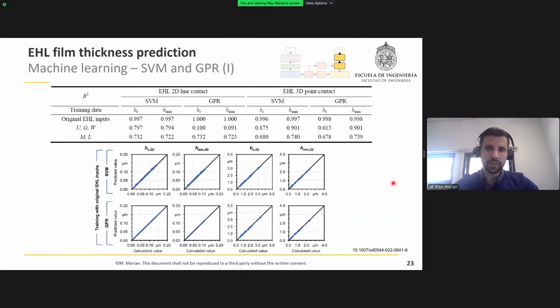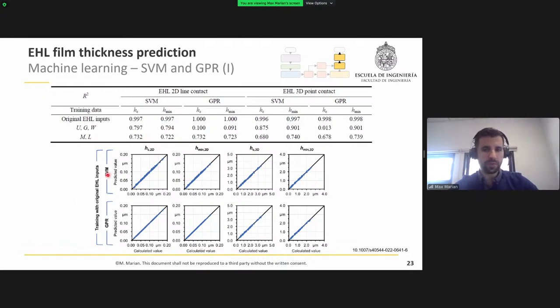Okay, so finally, let's check out some results. We start with the prediction from the support vector machine and the Gaussian process regression. There's a lot going on on the slide, but I will try to guide you through. In the table, we can see the R square values, always against the testing data. In the graphs on the bottom, we can see the predicted value versus the calculated value. The closer R square gets to 1 and the less deviation from this 45-degree line we have, the better is the prediction accuracy of both approaches.